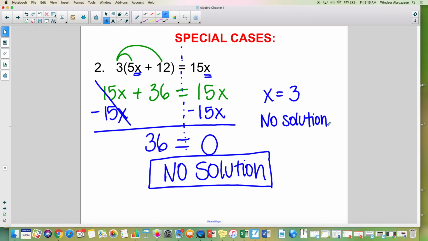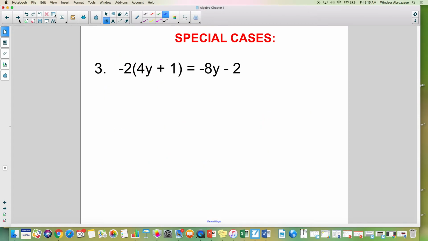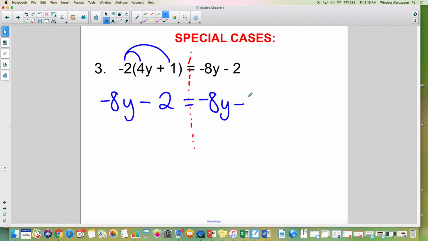Let's take a look at another special case. -4 times the quantity of 4y plus 1 equals negative 8y minus 2. So again, you want to draw the line. And let's start by distributing to eliminate these parentheses. Negative 2 times 4y is negative 8y. Negative 2 times a positive 1 is negative 2 equals negative 8y minus 2.